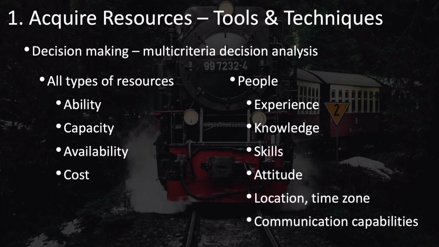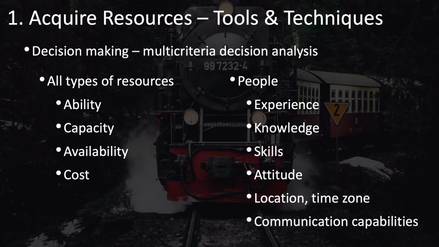Selection criteria that you could use for all types of resources, both physical resources and people, include the ability of the resource to do the work, the capacity or productivity of the resource, that is, how much the resource can produce in a given amount of time, to what degree the resource is available when you need it. Some resources may be available most of the time, and you may be able to modify your schedule a bit to accommodate needed resources. And the cost of the resource.